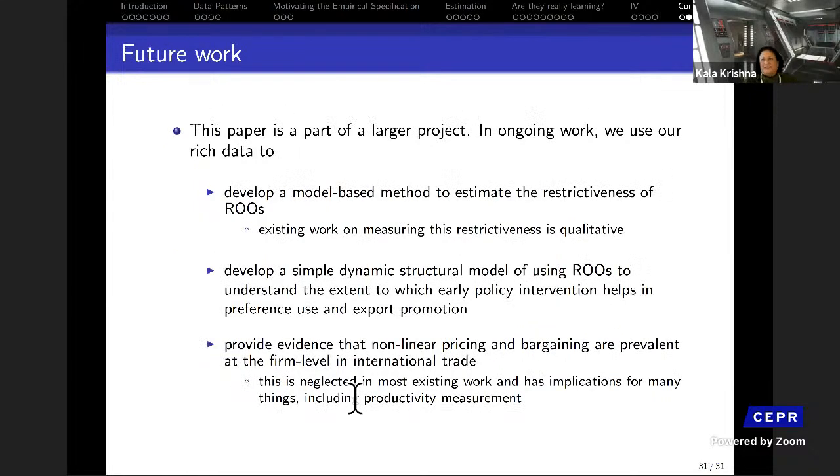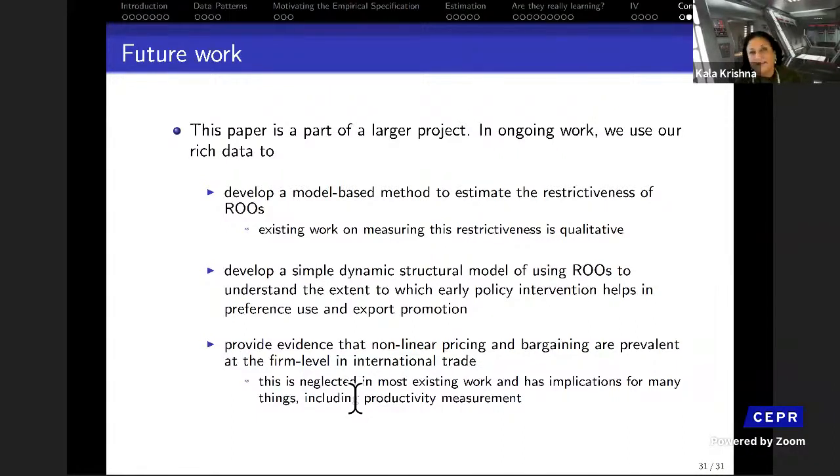What about the future work? And I promised that I would tell you about this. So this is part of a larger project. And this is a gold mine, the data that we have with Christian at the Inter-American Development Bank. So, we are working on 3 things. The first is we're developing a model-based method to estimate the restrictiveness of rules of origin in terms of their marginal cost. And existing work on this, Tony Estevardo has a very nice paper, but it's qualitative.